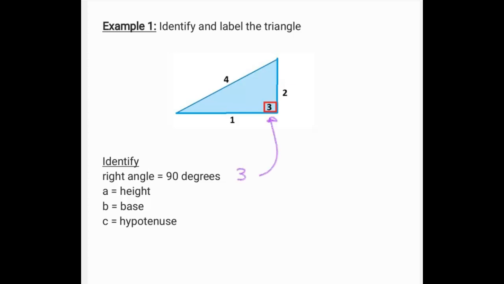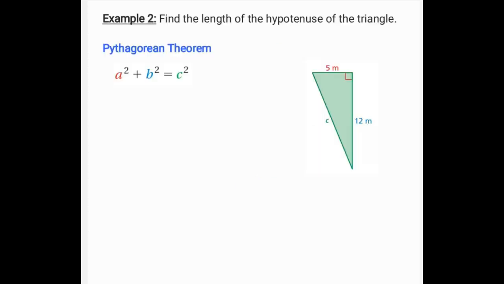Which number on the triangle represents the height? It is 2 that will represent the height. Now let's look at the base. Which number on the triangle represents the base? It is number 1. Good. And finally, which number on the triangle will represent the hypotenuse? It is number 4. Now let's look at example 2, finding the length of the hypotenuse of the triangle.